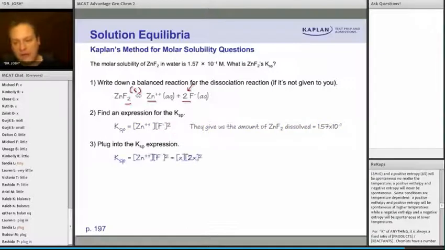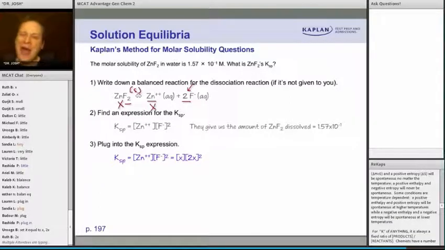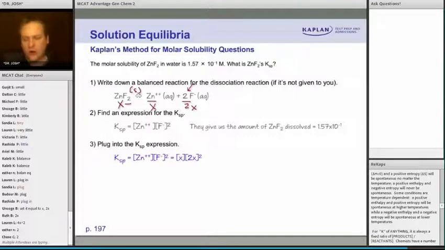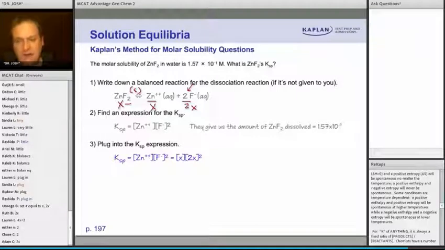We don't know how much is going to be used, so again we say X used. And now note, if we use X moles of zinc fluoride, we get X moles of zinc. How much fluoride, though, do you get for each X of zinc fluoride that you dissociate? For each zinc fluoride you dissociate, you get 2X. Because for every zinc fluoride, you get 2 fluorides. So if there's X zinc fluoride, you should get 2X. And so we plug that in.